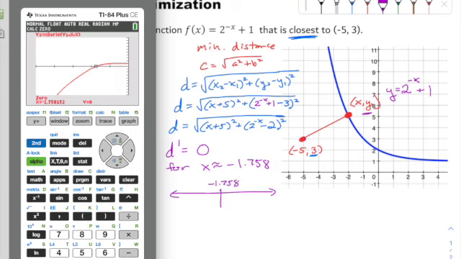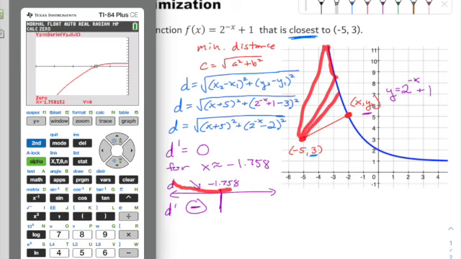If we didn't have a calculator showing it to us, we would be checking using the first derivative test. Does d prime change signs? And I don't have to test, I'm looking right at the graph. I see that before it, d prime is negative, which tells me, think about that, that d, the distance between these 2 points, is decreasing as you approach negative 1.758. Think about that. Being on this curve, as x approaches that, the distance between here and that given point is decreasing until you get to this spot.